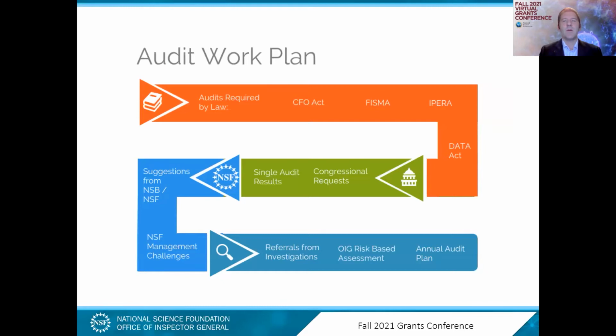You may be wondering how the OIG selects NSF awardees to audit. Each year, we create and follow a work plan. Audits are included for a variety of reasons. For example, some audits are legislative or congressional mandates. Others may be referrals from the National Science Foundation, the National Science Board, whistleblowers, Office of Investigations, and we also select some audits based on our own internal risk assessment. A little bit more on that later.